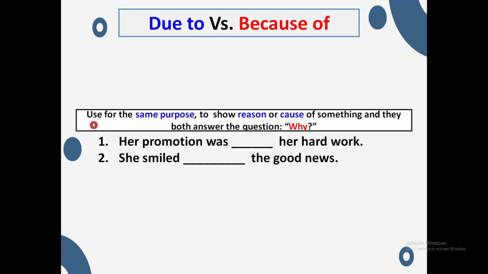Well, we use due to and because of for the same purpose. We use due to and because of to show the reason or cause of something. Remember, they both answer the question why. We use both for the same purpose, reason or cause of something, and they both answer the question why.